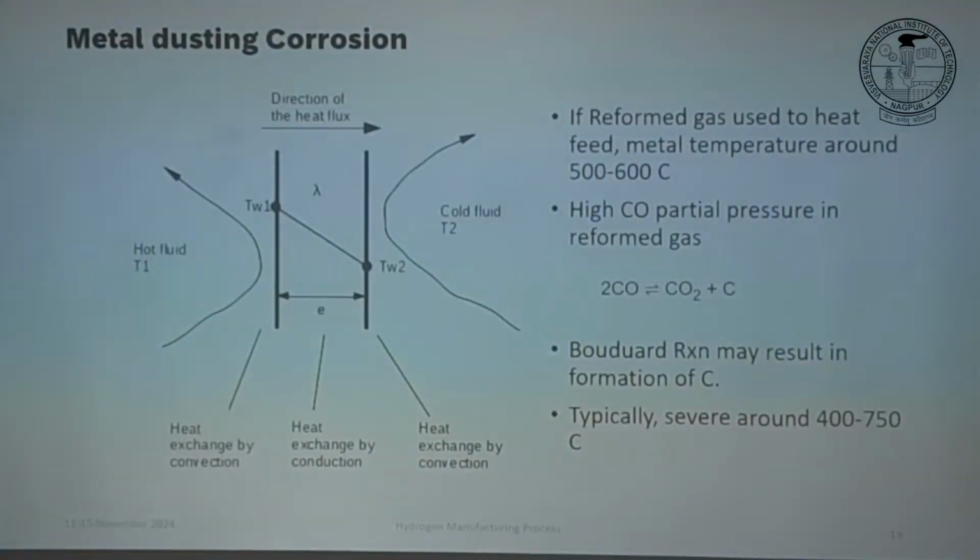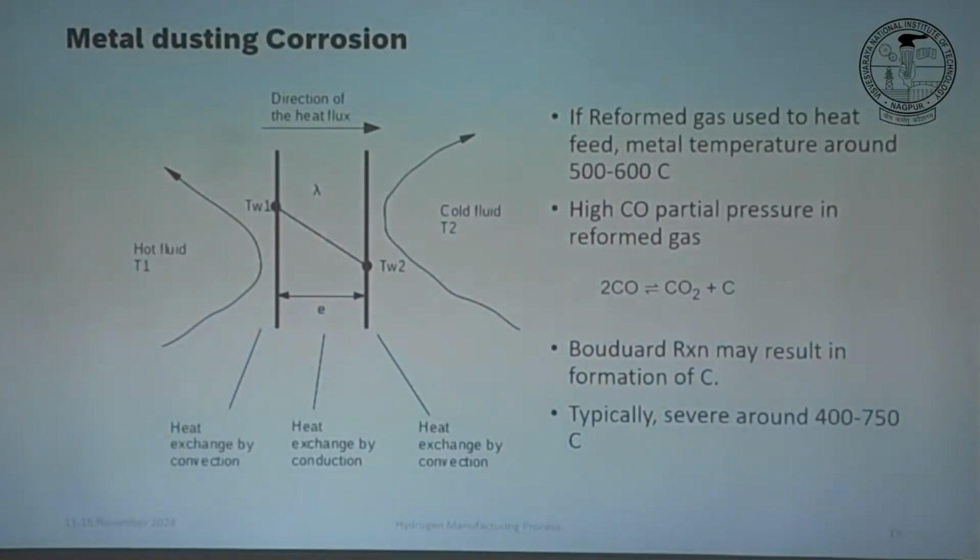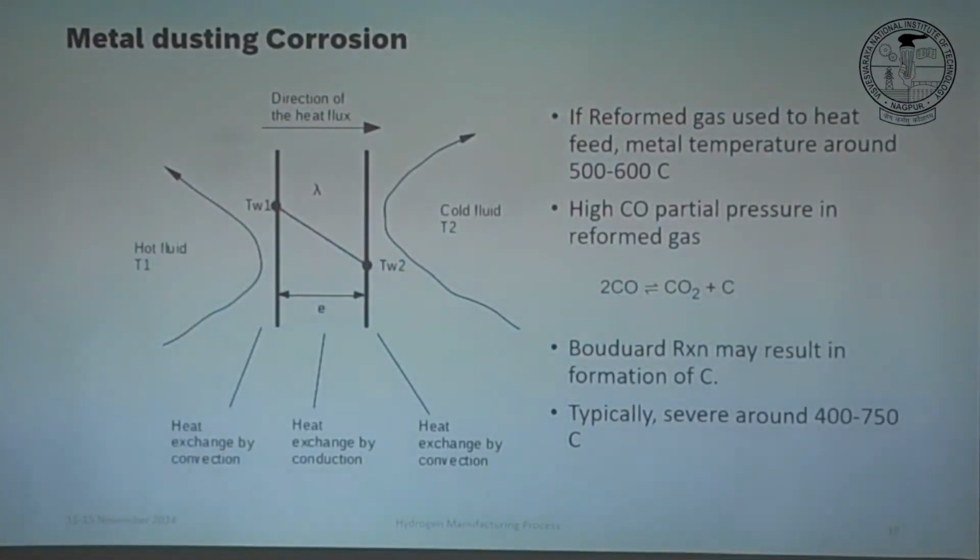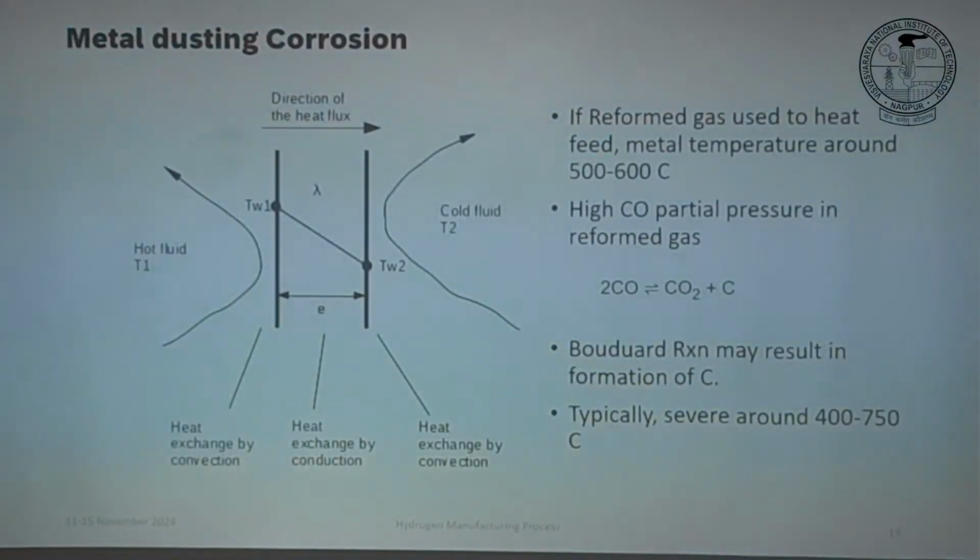And what's the problem with this elemental carbon? It can go into your metal structure and it will form metal carbide. That's a form of corrosion. So what we see in rust, similar metal carbides you will see. And once it starts, it gets corroded very fast. That means you can have leaks, hot spots, which need to be avoided.